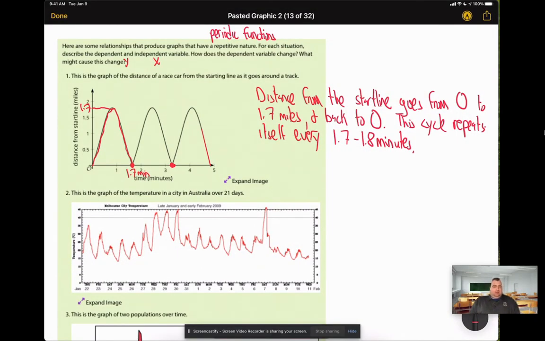All right. Now, the next one, what might cause this change? Well, why are they constantly going up and then down? Because they're doing laps around a track. So what might cause this change? Doing laps around the track.